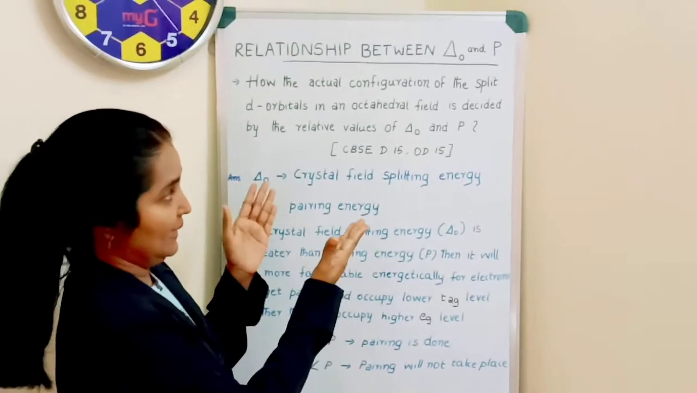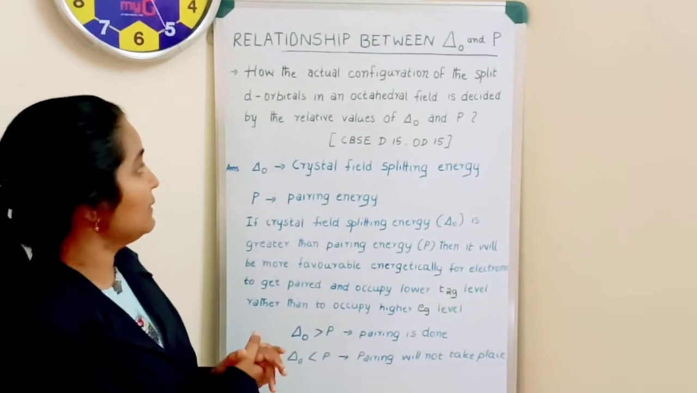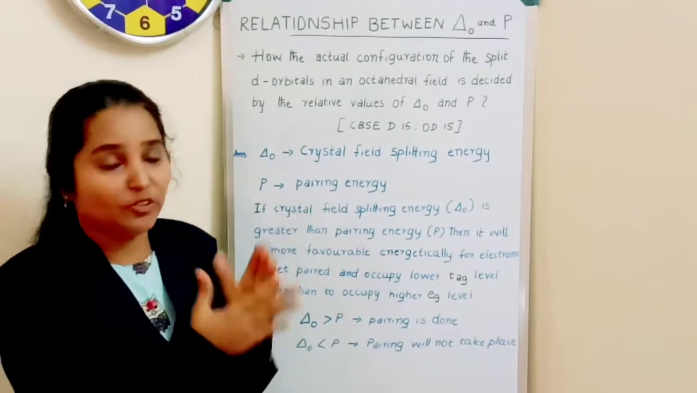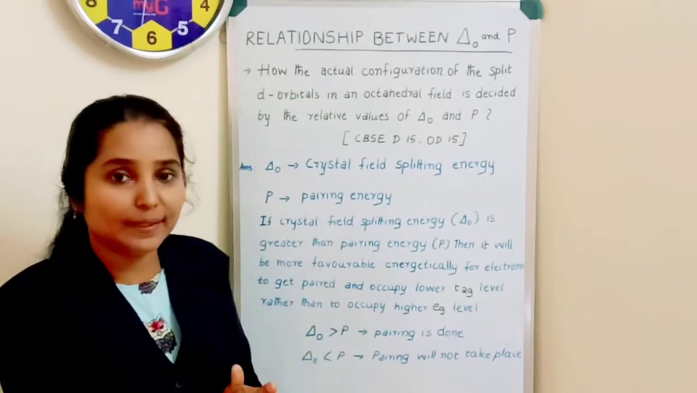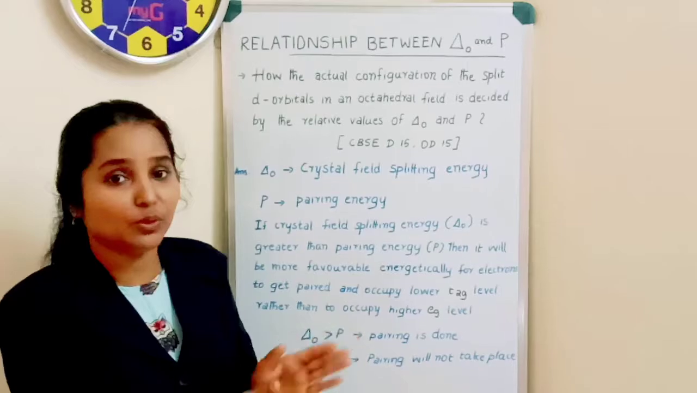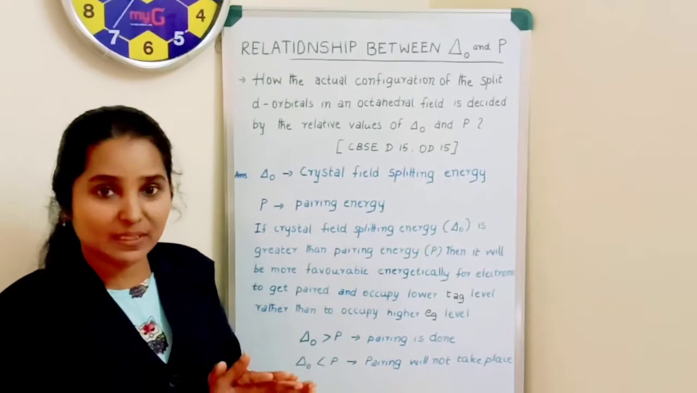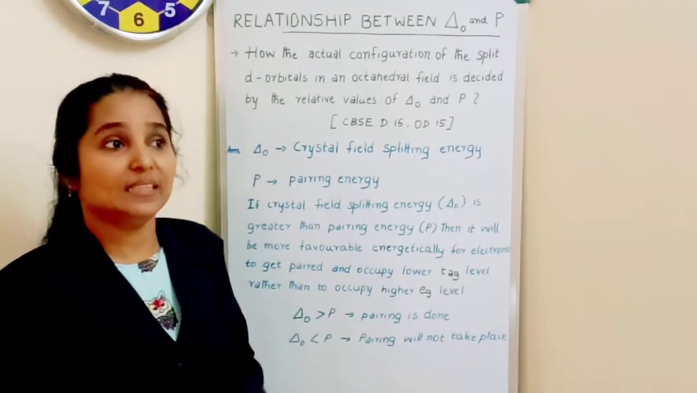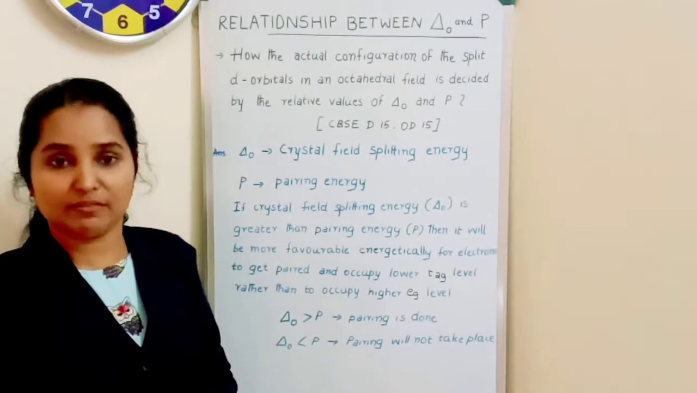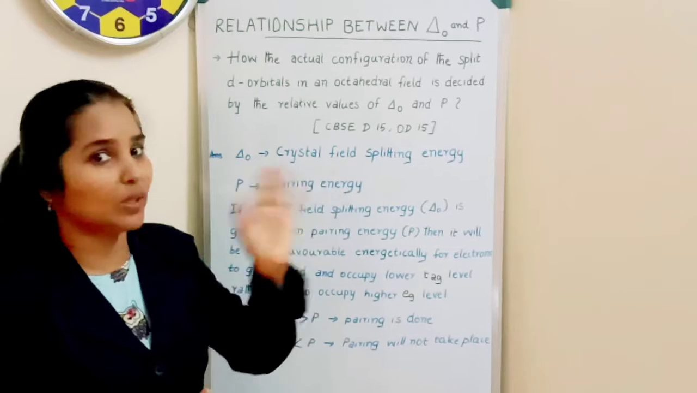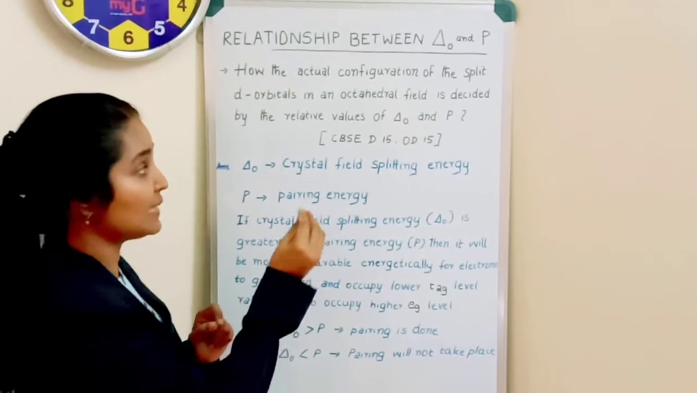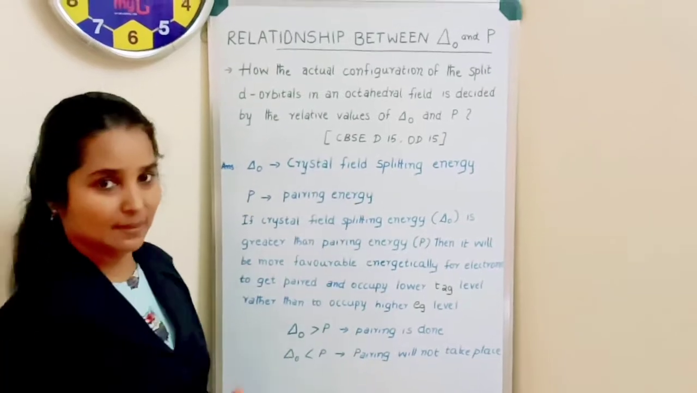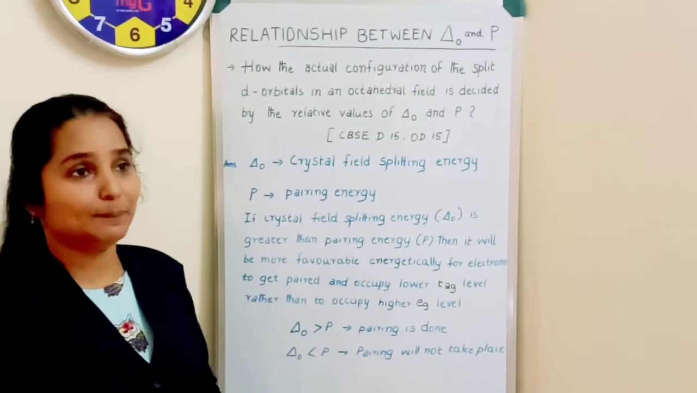See, in an octahedral field, crystal field splitting has taken place. So you know that those degenerate d orbitals have split up into Eg orbitals and T2g orbitals. And after the splitting, how can you know where those electrons are situated, whether it is in the T2g orbital or Eg orbital? By using delta naught and P values, how can you predict it? That is the question.